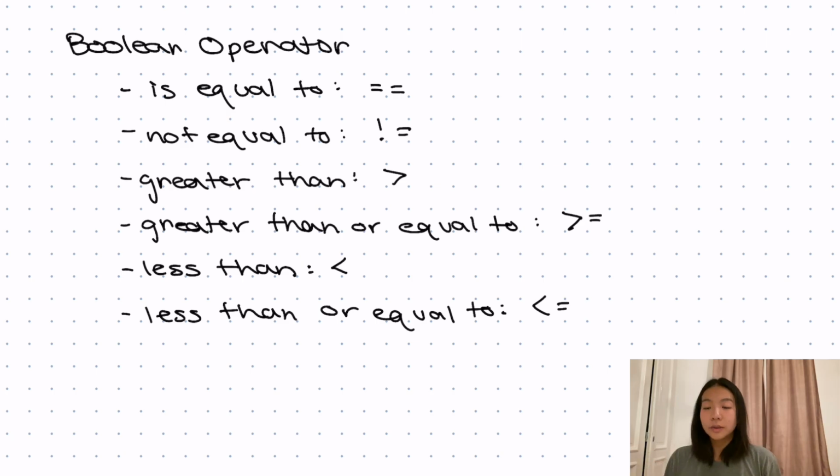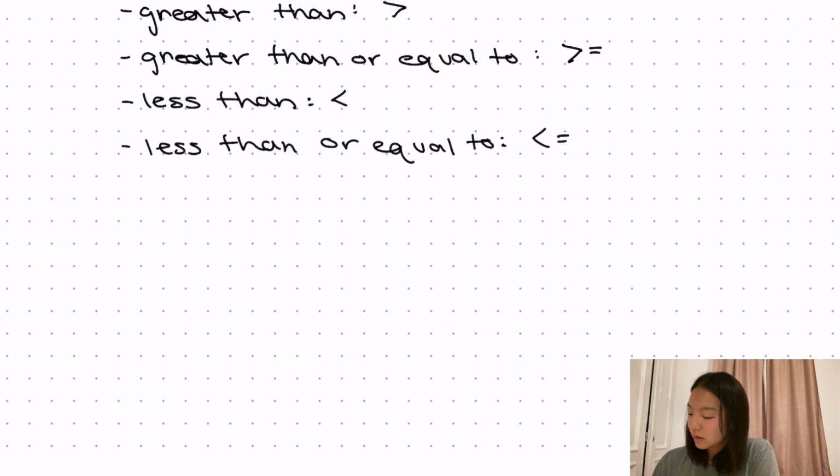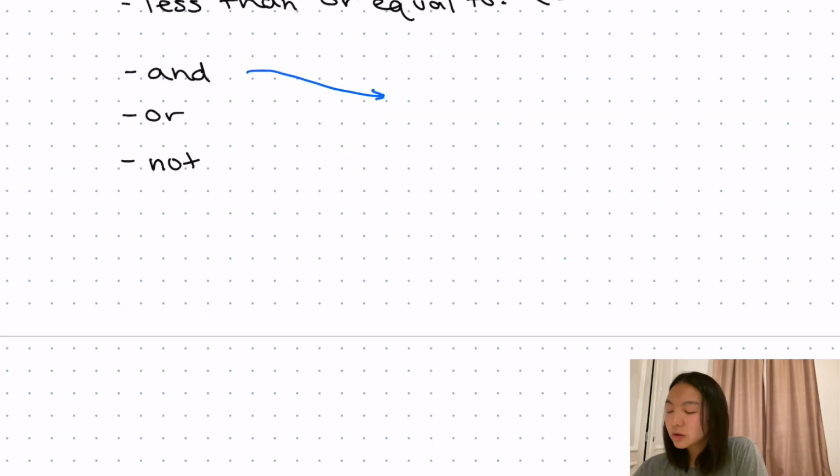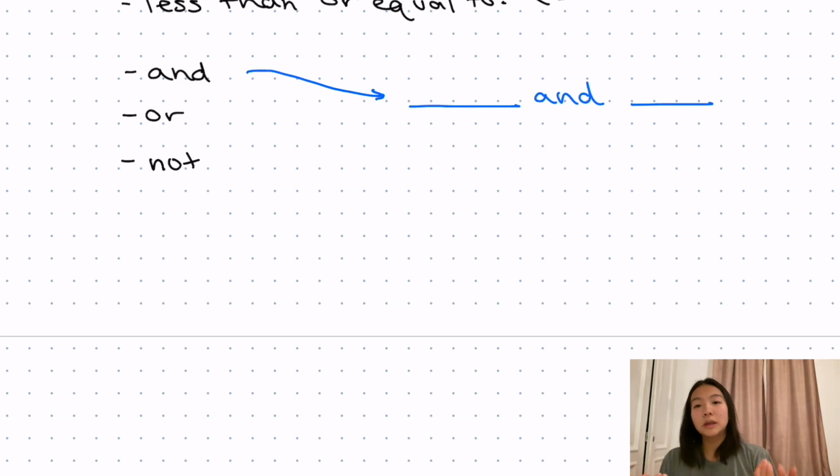So there are also 3 different operators that only operate on Boolean values. Those are and, or, and not. What this is saying is, let's say I have something and something else, and these operate out to true or false. So these are both true or false values. Does this give me true or false in the end?